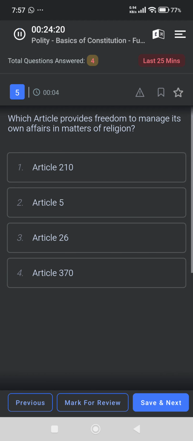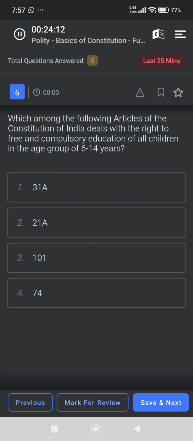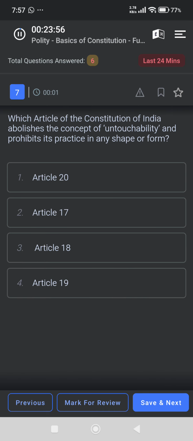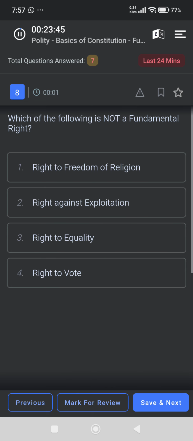Which article provides freedom to manage its own affairs in matter of religion? Article 26. Which among the following articles of the Constitution of India deals with the right to free and compulsory education of all children in the age group of 6 to 14 years? 21A. Which article of the Constitution of India abolishes the concept of untouchability and prohibits its practice in any form or shape? Article 17. Which of the following is not a fundamental right? Right to vote.